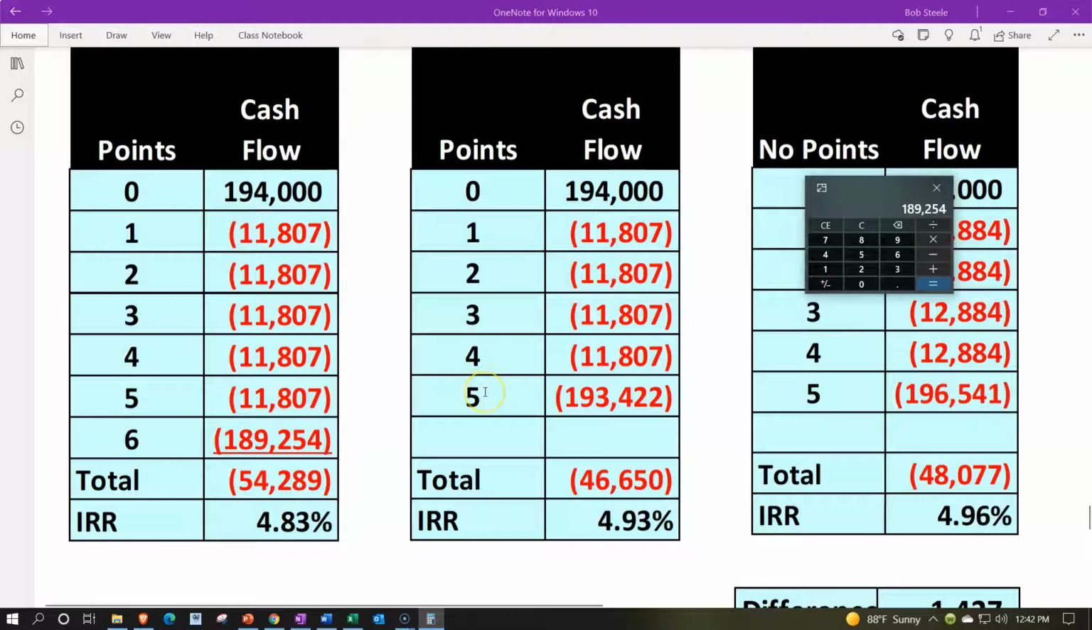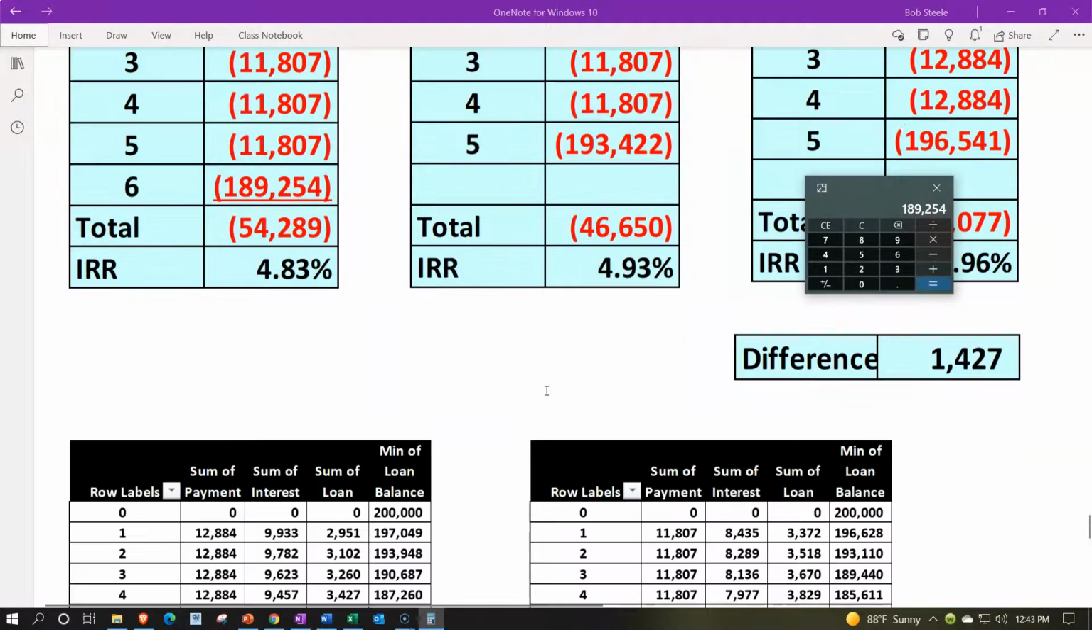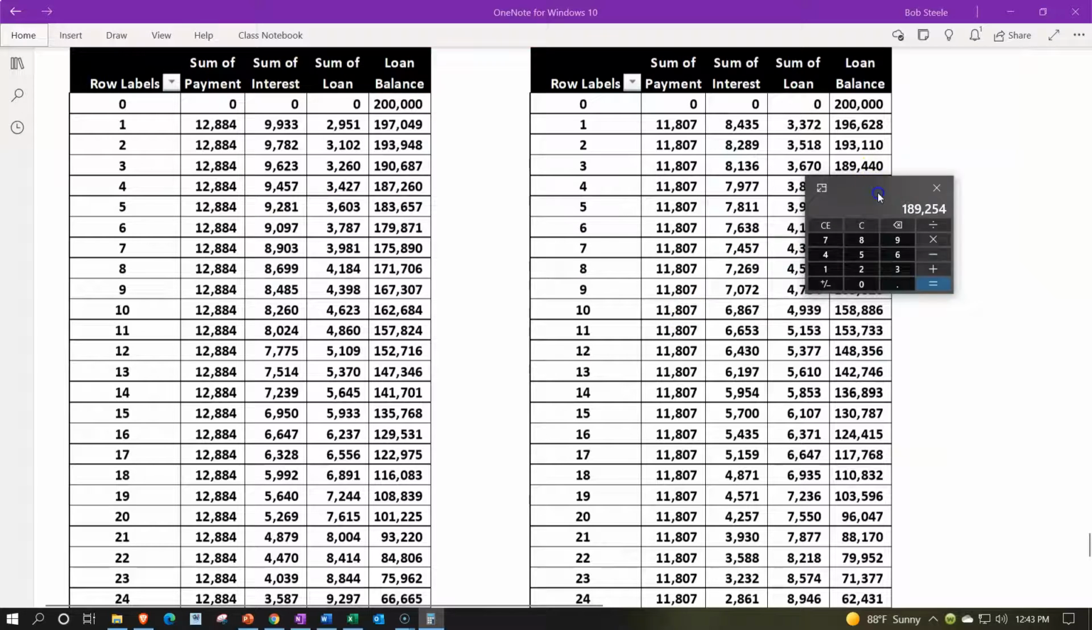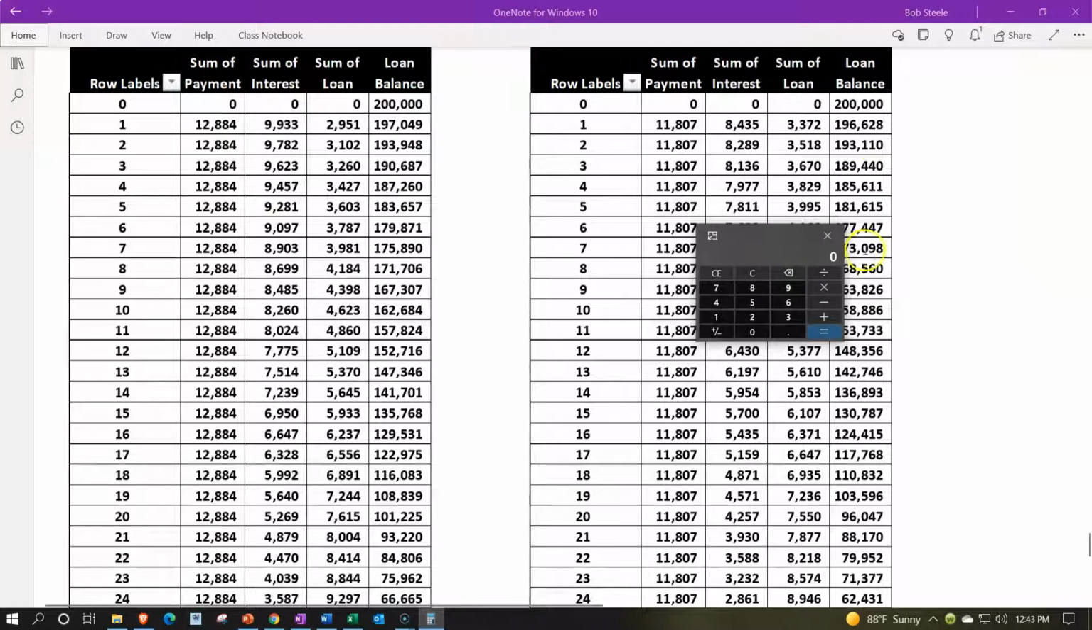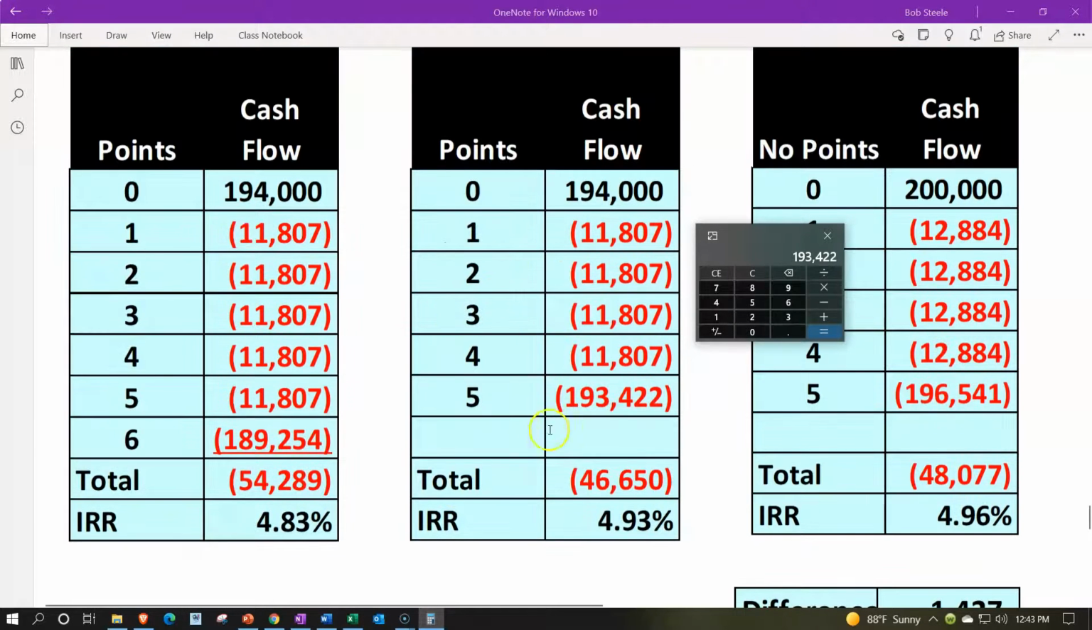If we did the same thing and brought it up to 5 instead of 6 time periods, now we've got the 194,000 up top, and then our outflows of the 11,807 for 4 periods, and then in period 5 we'd have to pay off the loan balance. So after 5 years, here's the loan balance at that time, 181,615, plus the 11,807 for the payment that we had to make. Those two are going to be the outflow of 193,422. Adding those up, the net flow would be a net outflow of 46,650.